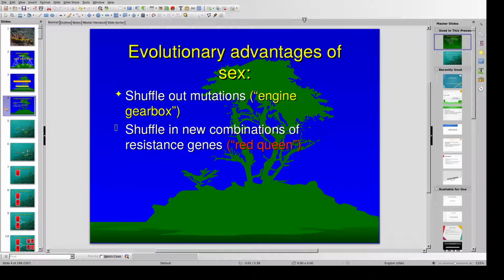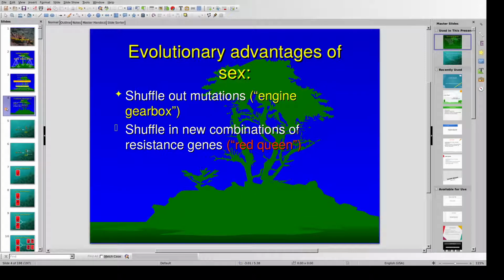The second possibility is that asexual females might lose their resistance to pathogens that evolve very rapidly, microbes, bacteria, and viruses, so that their fitness drops in half each generation. In that case, sexuality prevents this by shuffling new combinations of resistance genes into existence each generation that the pathogens haven't seen yet and haven't figured out how to overcome yet. John Maynard Smith called these two hypotheses the engine gearbox and the red queen hypotheses for the evolutionary maintenance of sexual reproduction.